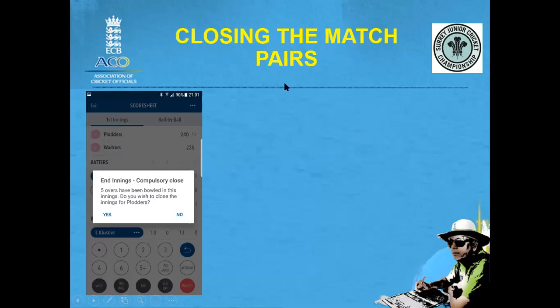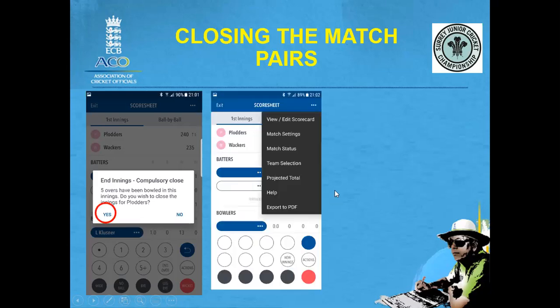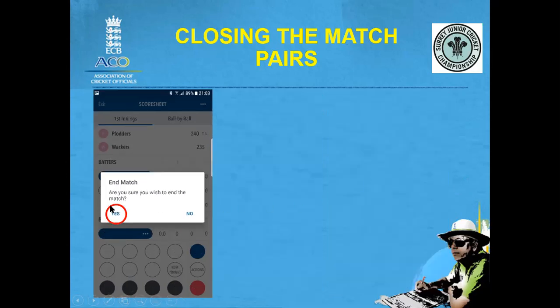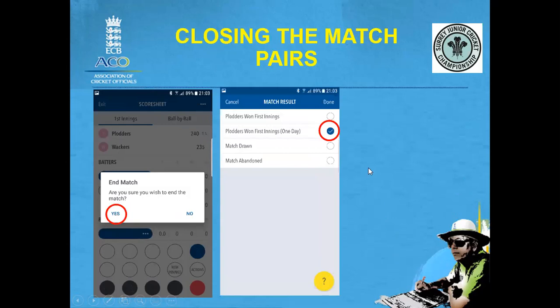If you're doing a pairs match, you get a slightly different message. 5 overs have been bowled. Do you wish to close the innings? Yes. Click on the dots, change the match status. We want to end the match. We have to confirm that. In this case, interestingly, the plodders won because in pairs they scored 240 against the 235.